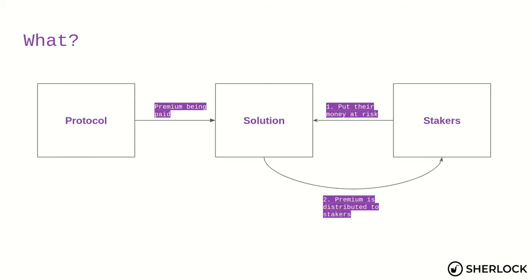So, the protocol pays the premium to the solution. The stakers put their money at risk by providing capital to the solution, and in return they are rewarded for taking that risk because part of the premium is being distributed to the stakers. Part of the premium goes to the decentralized security team, the Watsons, and the task of the Watsons is to keep the protocol safe and to not be exploited at all.